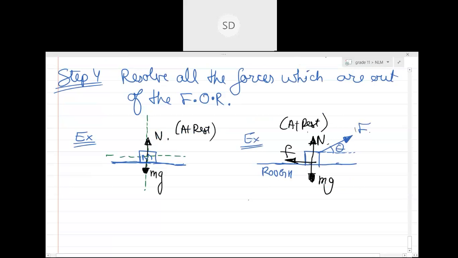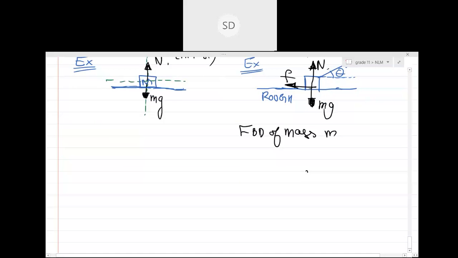If I draw the free body diagram of this mass m, will it look something like this? Mg in the downward direction, F in this direction at an angle theta, normal reaction in the upward direction, and friction in the backward direction. It's something like this, okay? And this object is at rest. So now can you see the third step?